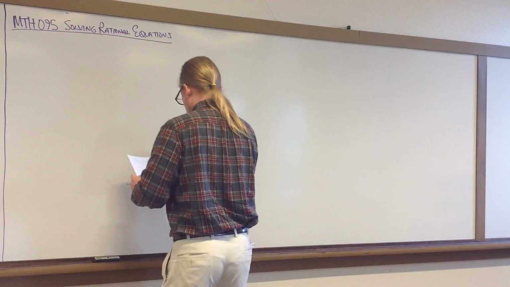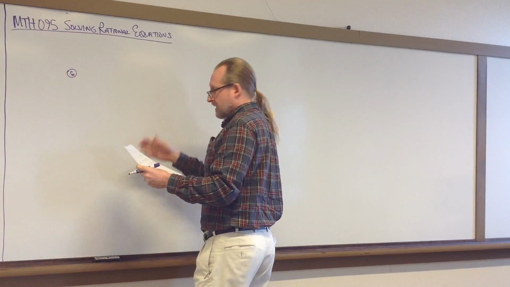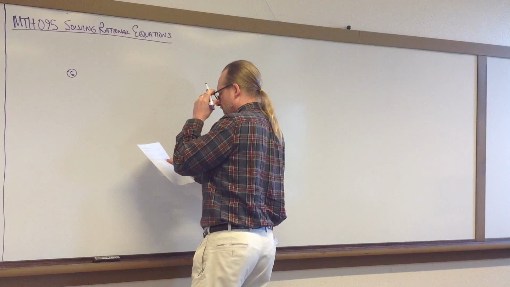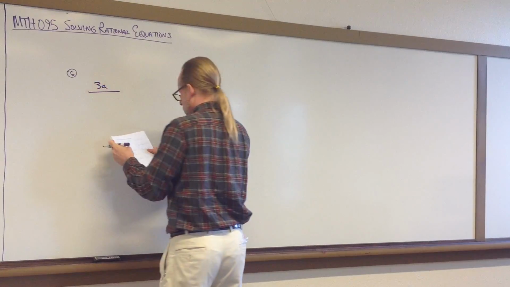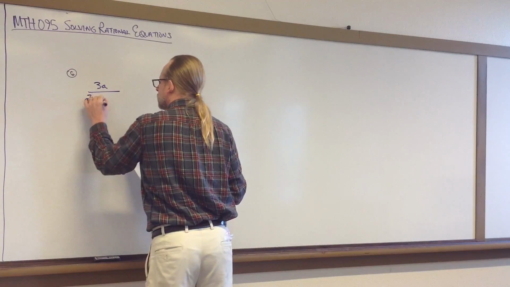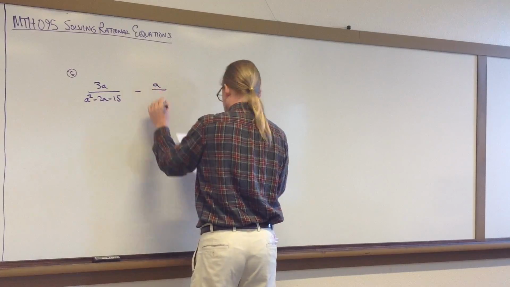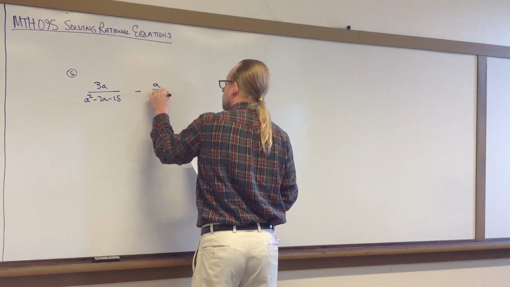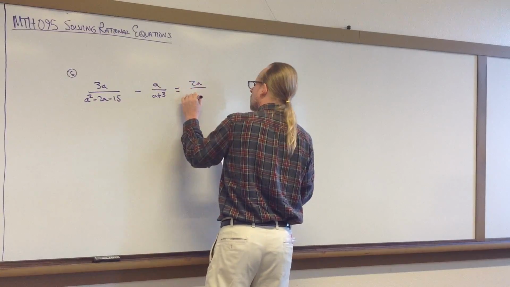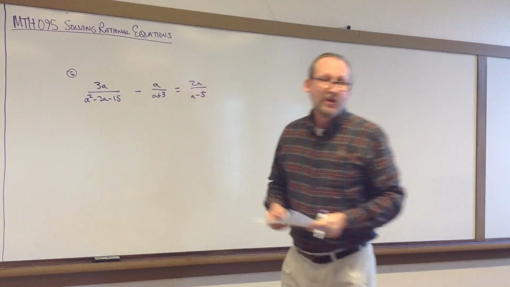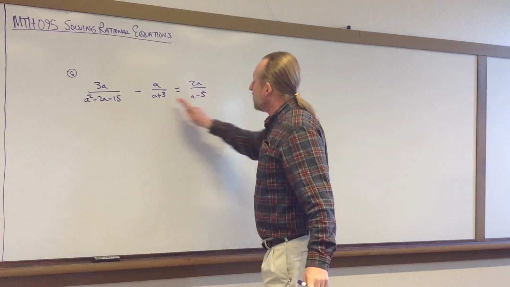Problem 6 is, the denominators are very similar to what's happening in problem 4. So let's take a look at problem 6. 3a over a squared minus 2a minus 15 minus a over a plus 3 equals 2a over a minus 5. So again, these two denominators are prime.